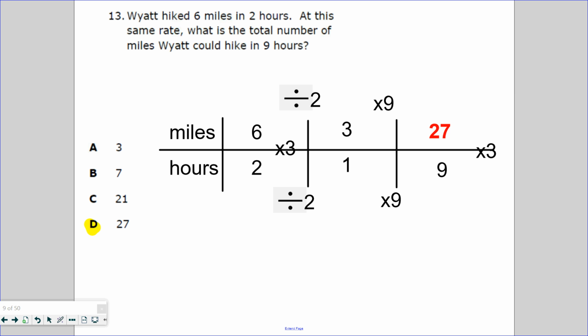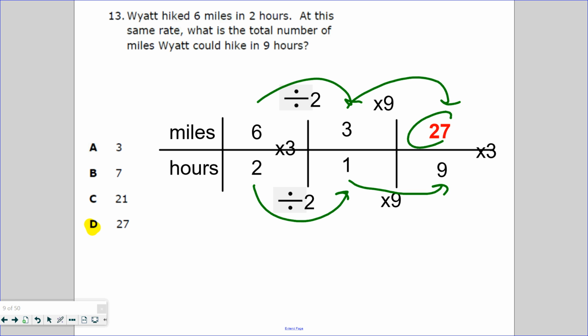Wyatt hiked 6 miles in 2 hours. At this rate, how many miles did he hike in 9 hours? Just think. So every 2 hours, he goes up the mountain 6 miles. What if I break it down to 1 hour? Divide by 2, divide by 2. Then he does 3 miles every hour. So how do I build it up from 1 hour to 9 hours? Times 9, 27 miles.